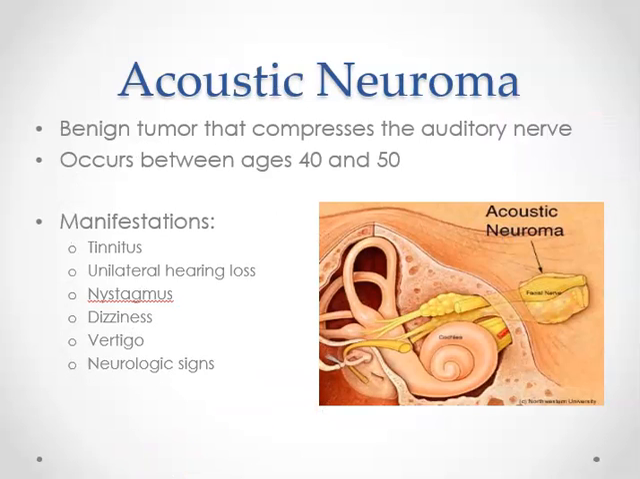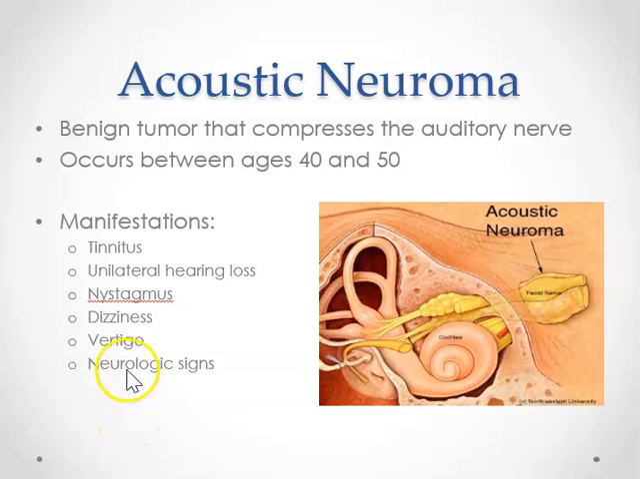An acoustic neuroma, that's a benign tumor that's going to compress the auditory nerve. These are common, occurring in about 1 in 100,000 people annually. The inferior cerebral artery is going to supply the pons, the medulla, and the brainstem, as well as the cerebellum of the brain. So when this is compressed, it's going to cause neurological signs. So be aware of that.